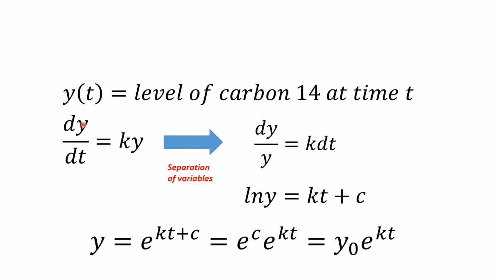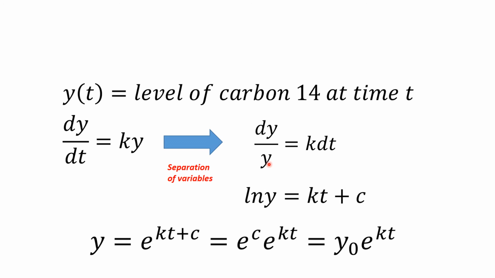If we let y as a function of time be the level of carbon-14 at time t, then the rate of change with respect to time of carbon-14 is going to be a constant times the amount of carbon-14 that is there. This is a logical conjecture, and this is the derivative that you know and love. Now we're going to introduce a technique called separation of variables. I'm going to divide both sides by y and multiply both sides by dt, and I get this expression.